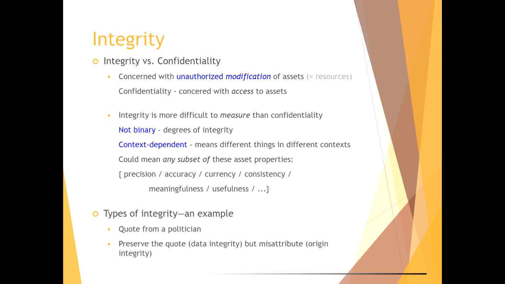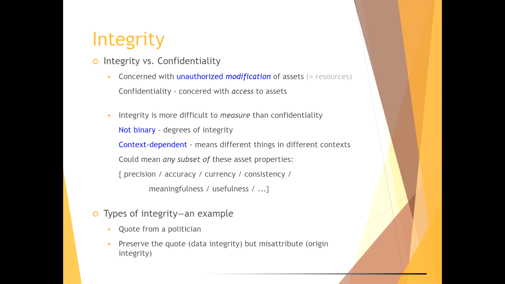Integrity. Integrity, versus confidentiality, is concerned with unauthorized modification of assets or resources, where confidentiality is concerned with the access to assets. Integrity is more difficult to ensure than confidentiality. It's not a yes or no degree. It's context dependent, meaning different things in different contexts. Could mean any subset of this asset.